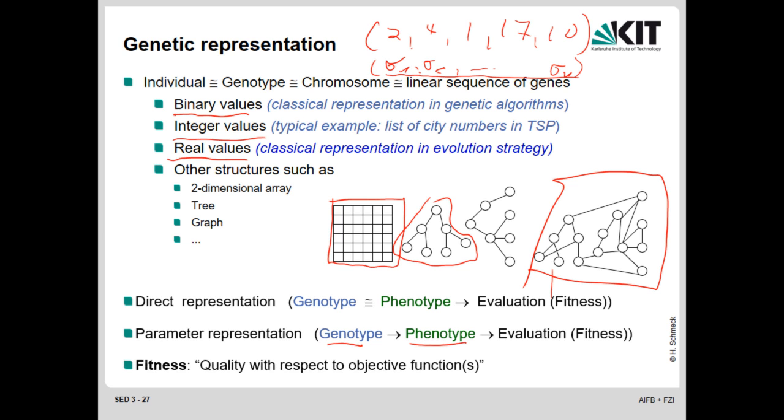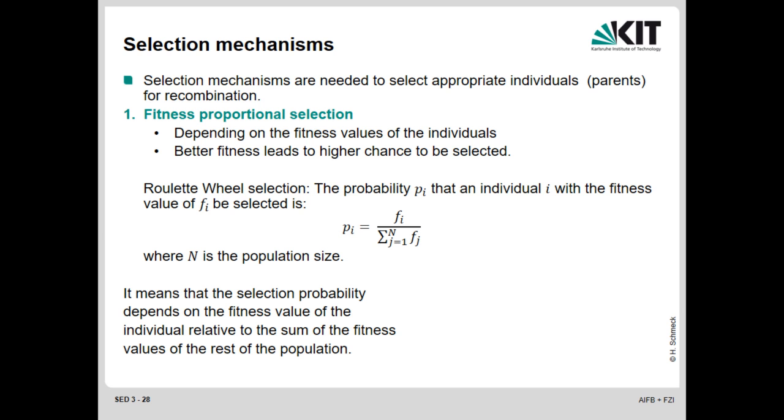So the fitness certainly here is the quality with respect to the objective function. Like fitness in the biological sense is something different, but here we usually say it is the quality with respect to what we would like to achieve. And then we need selection mechanisms. We would like to get parents for the crossover. So how do we get those parents?